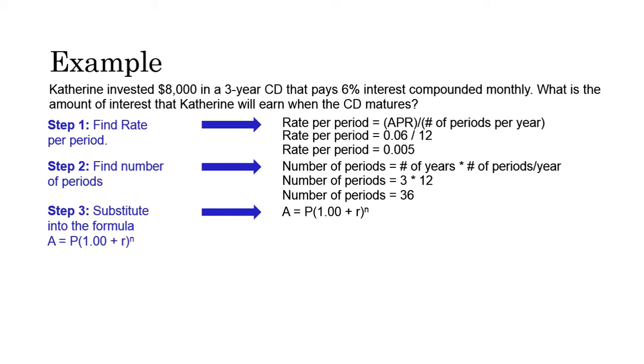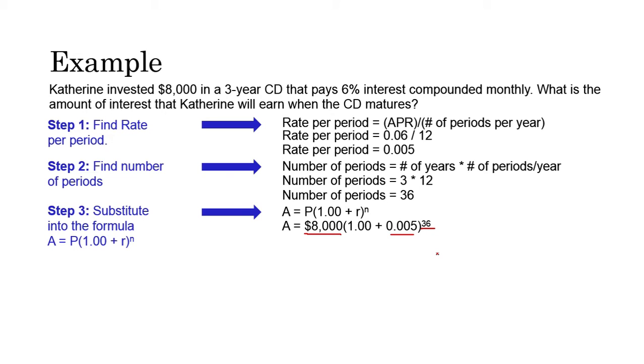So keep in mind P stands for principal, so you should have learned this in Unit 2, I believe, Lesson 7 or 8. R represents the rate, N represents the number of periods. As you can tell, I substituted. P is the principal, how much you invested, that's the 8,000. The R is the rate per period, which is the 0.005, and N is the number of periods, which is 36.